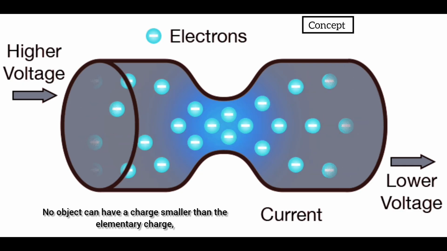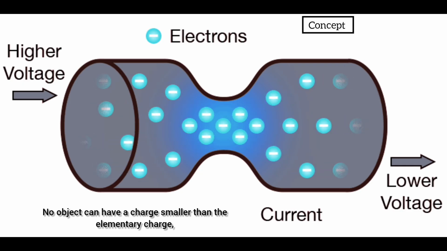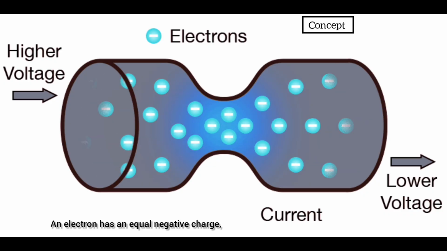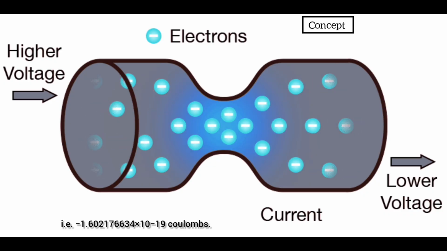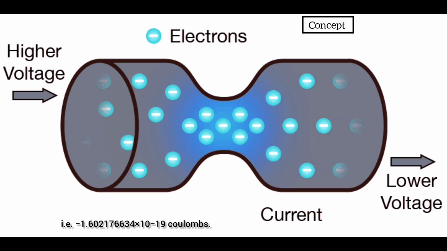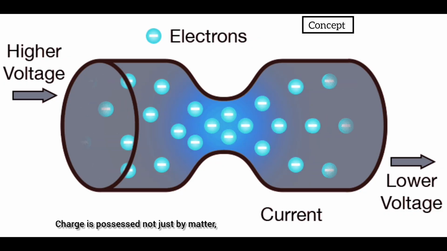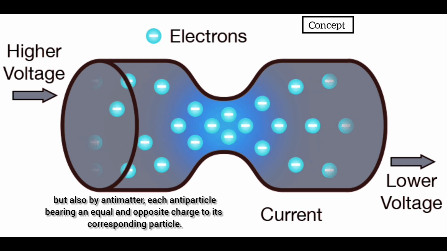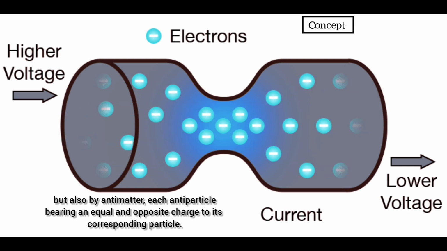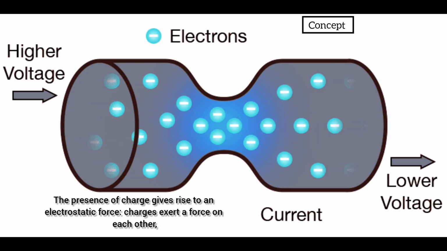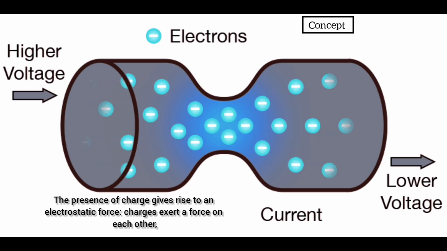No object can have a charge smaller than the elementary charge, and any amount of charge an object may carry is a multiple of the elementary charge. An electron has an equal negative charge, that is, −1.602176634 × 10⁻¹⁹ coulombs. Charge is possessed not just by matter, but also by antimatter, each antiparticle bearing an equal and opposite charge to its corresponding particle. The presence of charge gives rise to an electrostatic force.